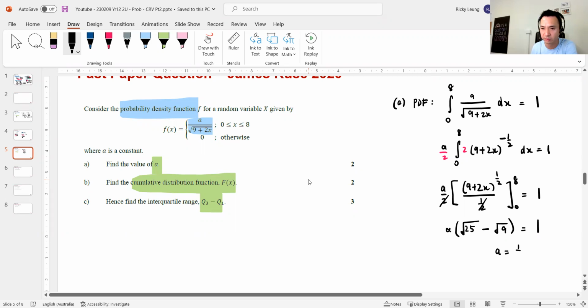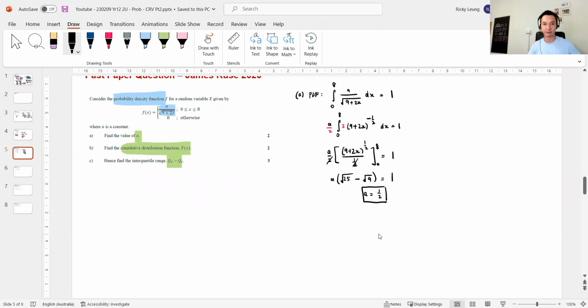A equals 5 minus 3, that's 2. Is it half? 5 minus 3 is 2. Let me just check that. Sure I'm on the right track. Perfect. Very nice. Now I don't have space. Maybe down here.